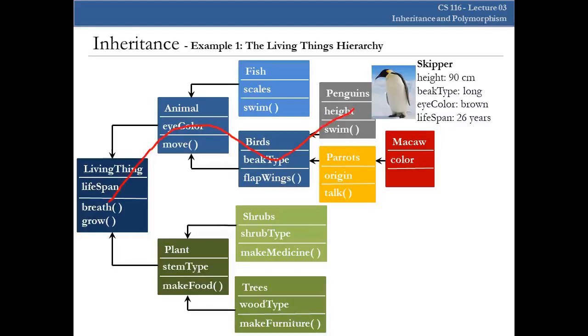So see, this is the hierarchy. That means that I can define height for Skipper. Here I have defined it to be 90 centimeters. I can define a beak type for it, and I can define an eye color, let's say brown, and I can also define a lifespan for this object, right? And this Skipper can swim, it can flap wings, it can move, it can breathe, and it can grow.